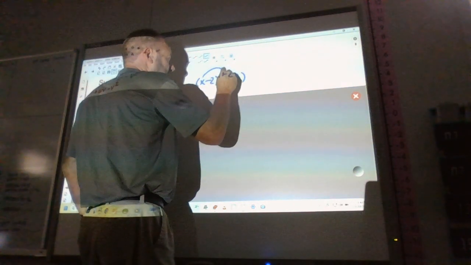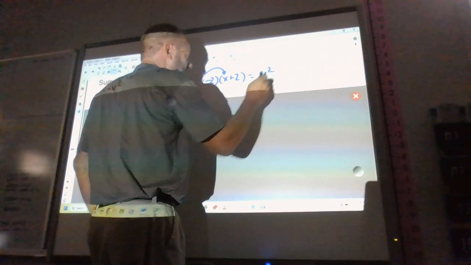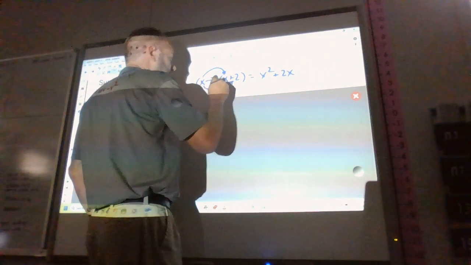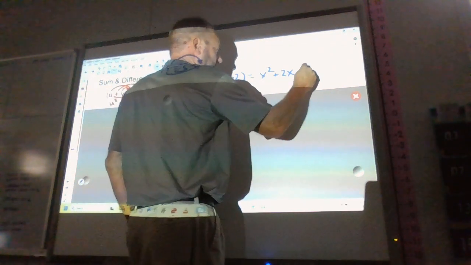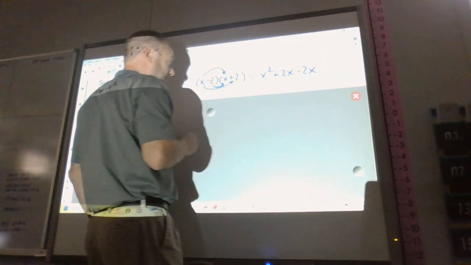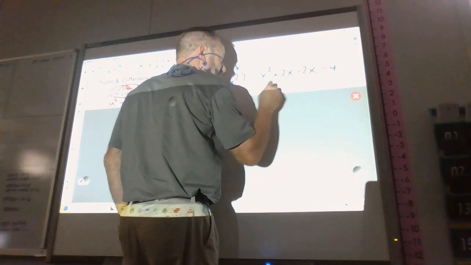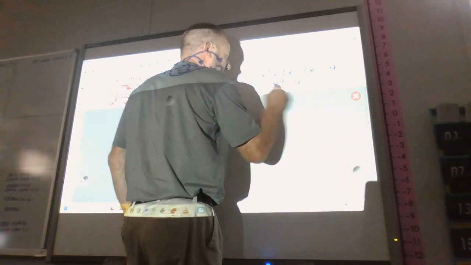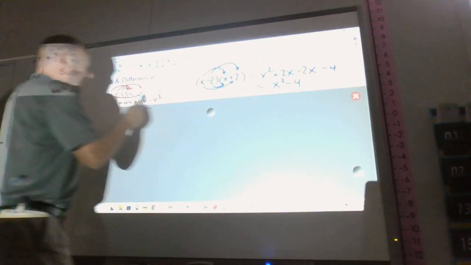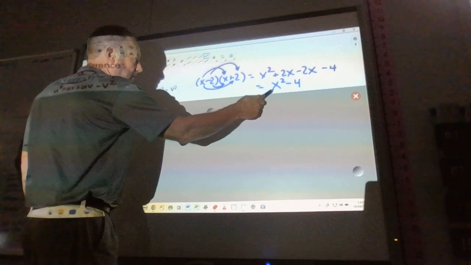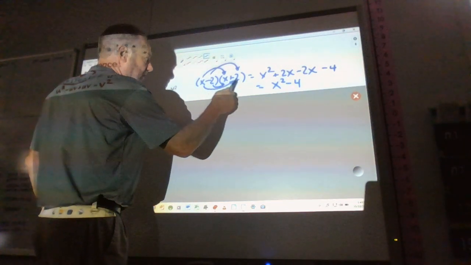X times x is x squared. This would be positive 2x. This would be negative 2x. So those cancel out, and that would be minus 4. And so this goes away, and I'm left with x squared minus 4, which is the first term. U, here's your u and here's your v. It's this squared minus this squared.